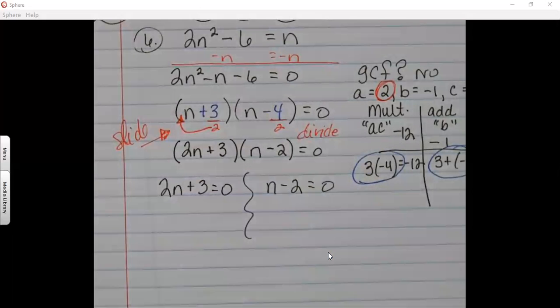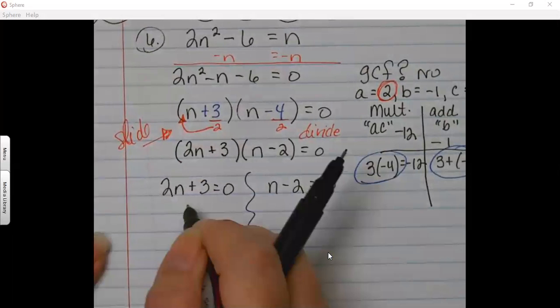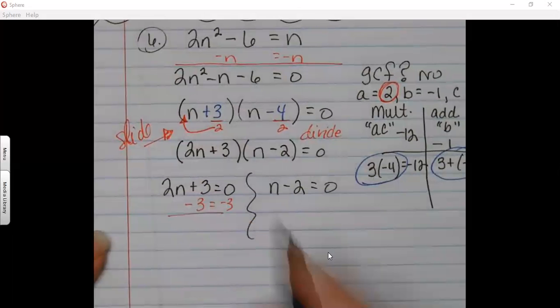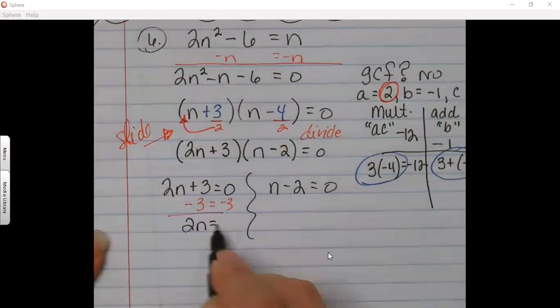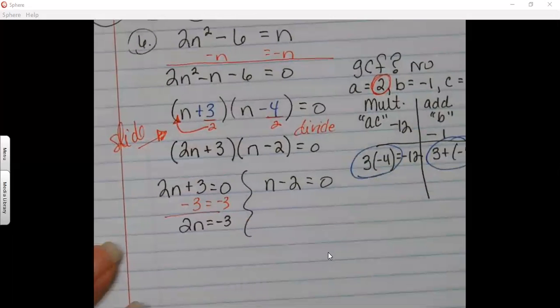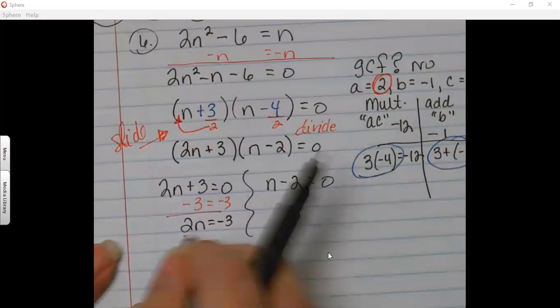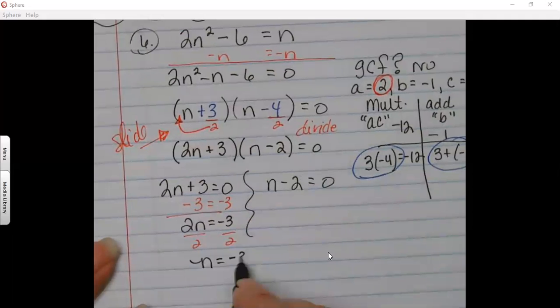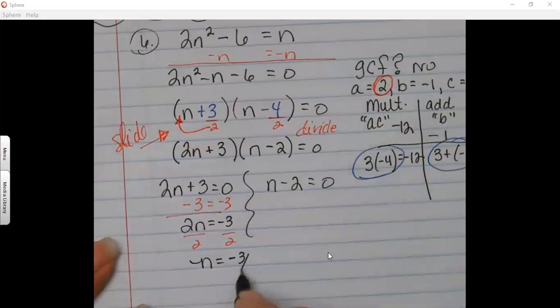2n plus 3 equals 0. What do I do? Subtract the 3 from both sides. So 2n equals negative 3. Then what? Divide by 2. And n equals negative 3/2. If you put negative 1.5, that's okay.